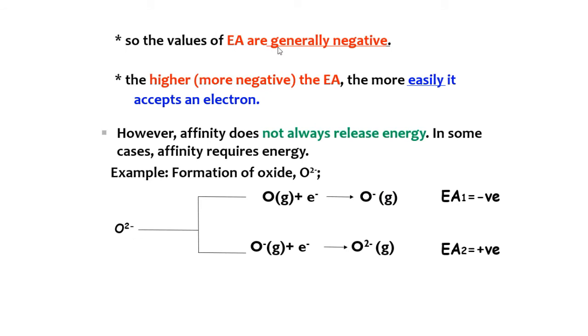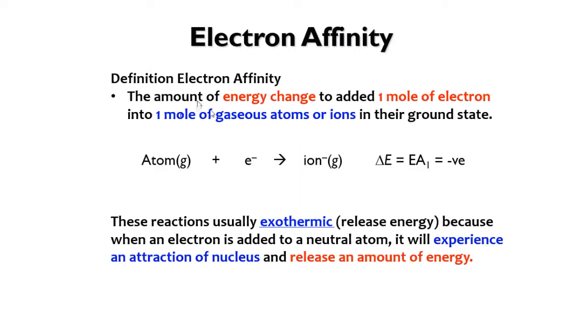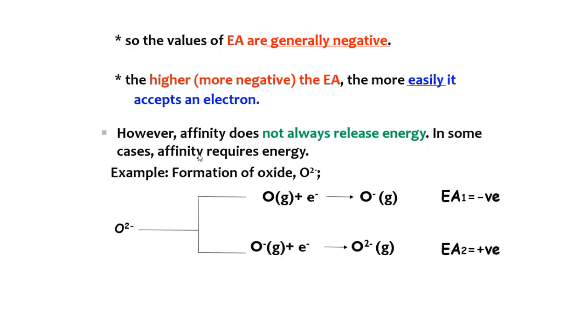Electron affinities are generally negative. The higher or more negative the EA, the more easily it accepts an electron. However, electron affinity does not always release energy. That's why the definition uses the term amount of energy change. In some cases, electron affinity requires energy. For example, formation of oxide, O2 negative. For this one, the first EA is negative, but EA2, the second electron affinity, is positive.